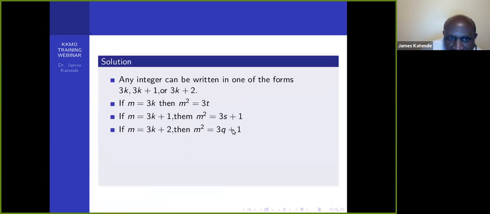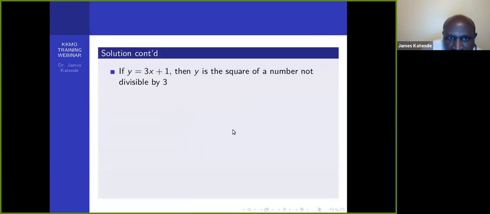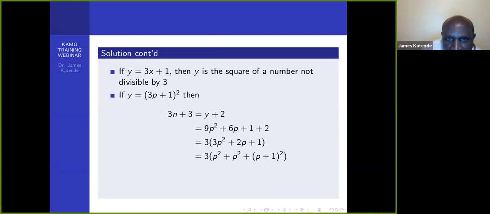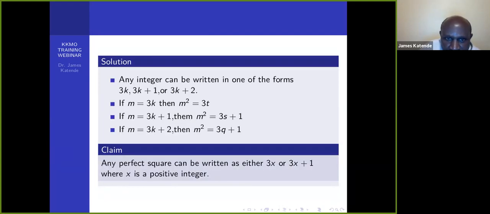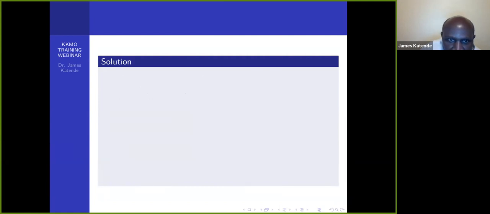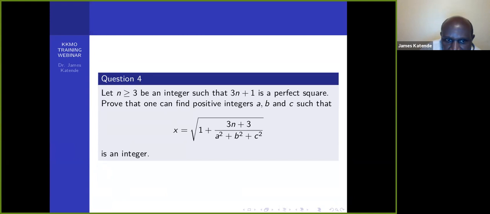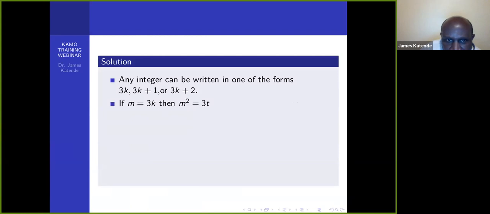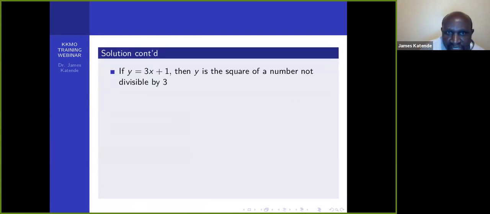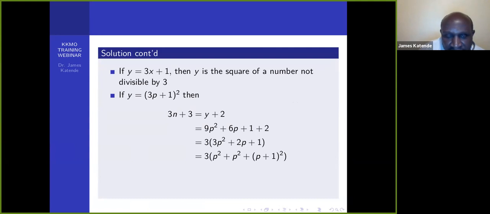Is there something I've left out? There's something I'm not seeing. Just hold on. Where am I getting y? So we'll just proceed. For some reason, I can't see why I'm using this.